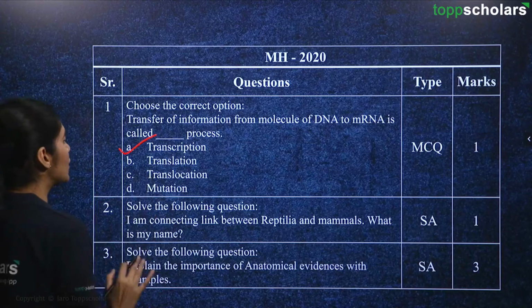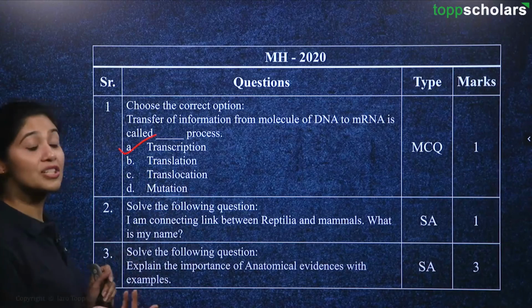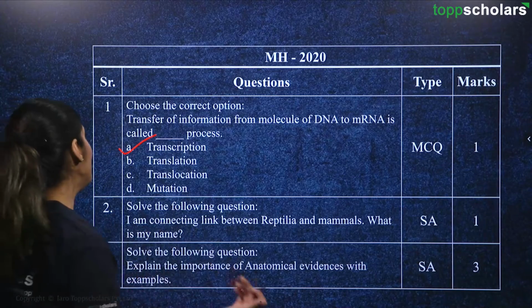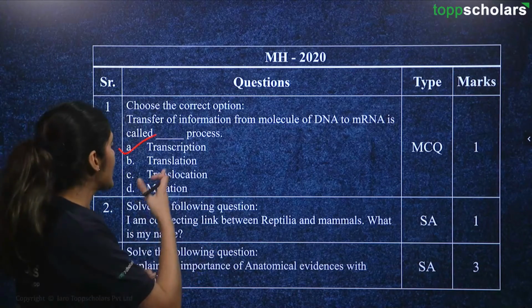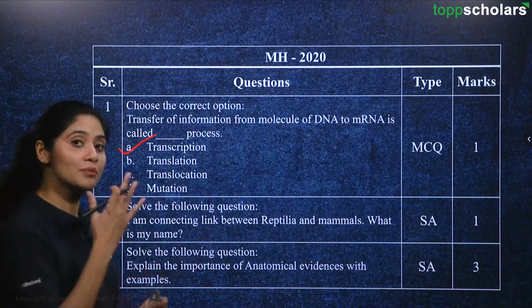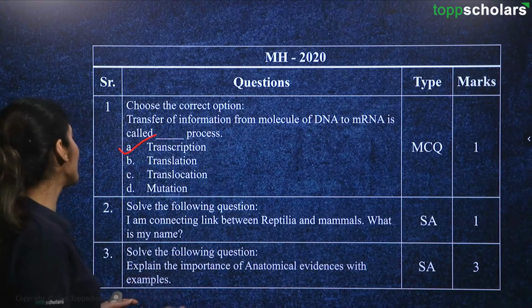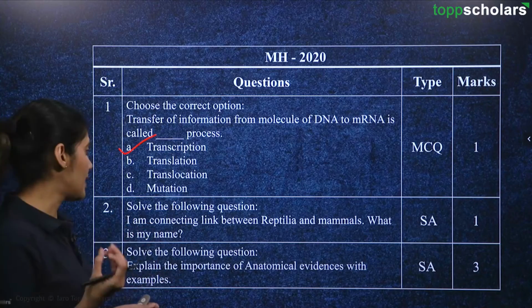But let's look at other options. Is it translation? Translation is what? It is from mRNA to protein, right? That is our translation. Translocation, definitely not. Mutation is a change in the DNA sequence, because of certain other factors.